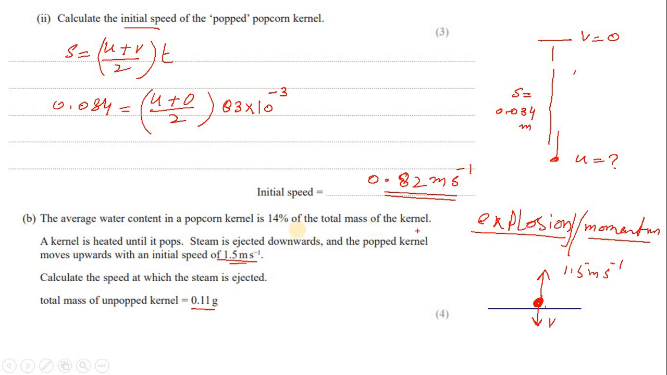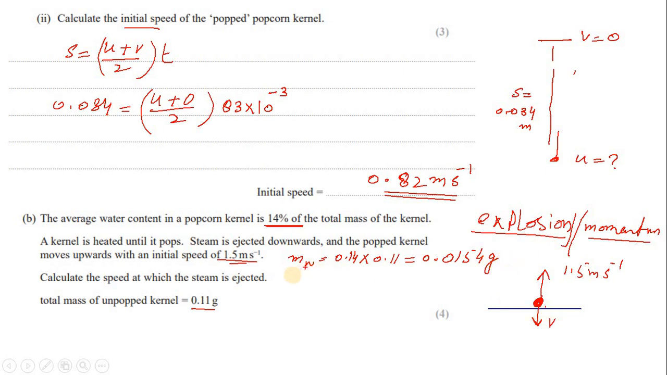And for momentum we need masses. They are saying the mass of the water is 14%. So mass of the water, mw, is 14% of 0.11, that is 0.14 times 0.11, which is equal to 0.0154 gram. This is the mass of the water that turns into steam.